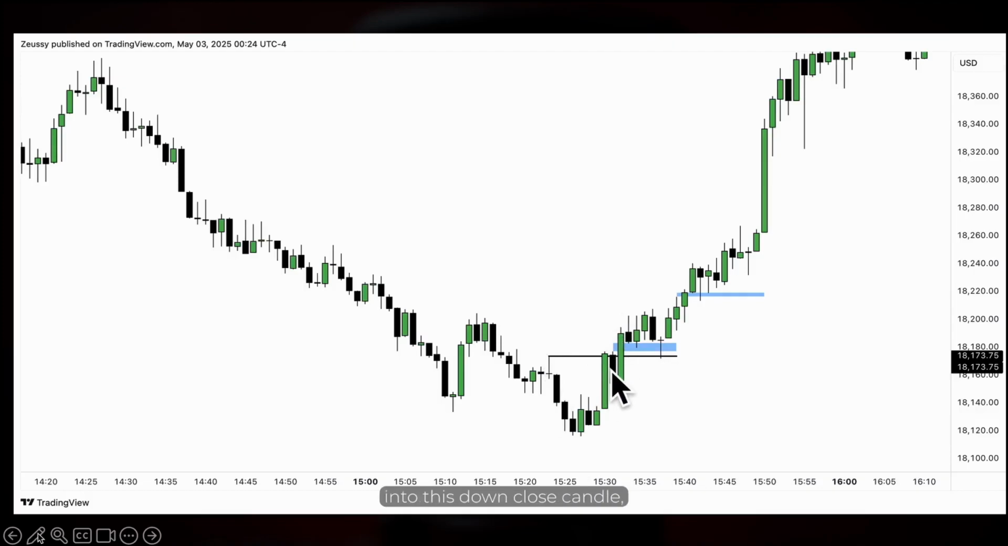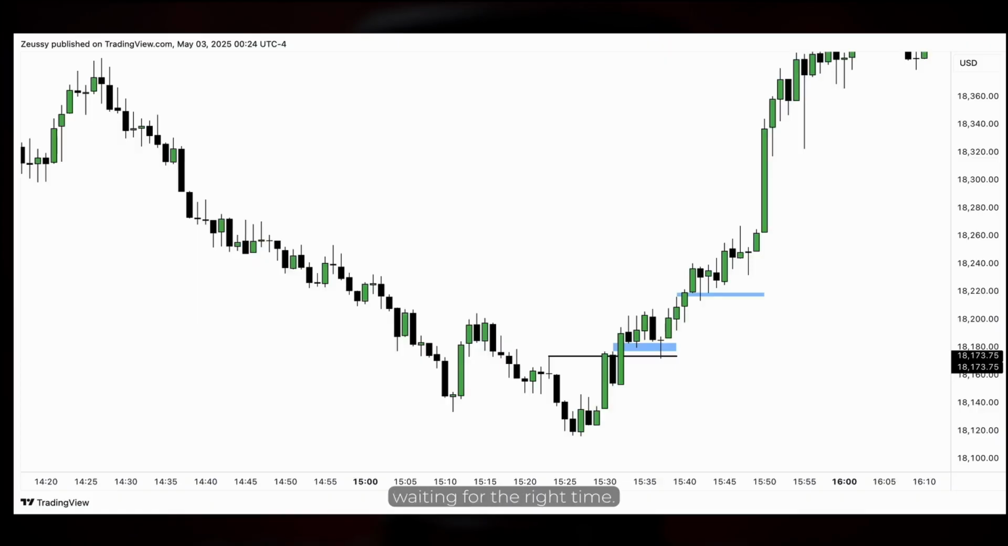Notice how we reprice into this down close candle, but notice that the fair value gap below remains intact. We see the market eventually expand towards the upside, and notice that we see this very tiny fair value gap getting created right here. The market retraces into that fair value gap, and the market then begins to consolidate once again. What's happening right here? What's happening throughout this consolidation is again that the long orders are being fulfilled.